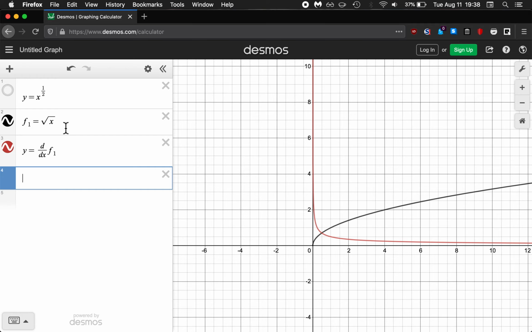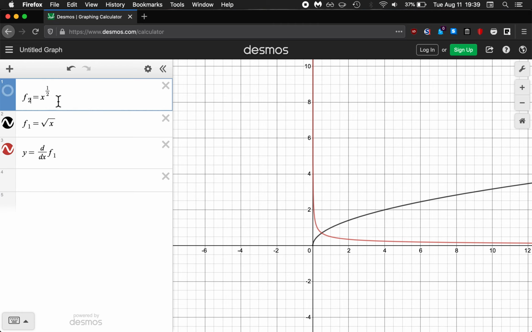I've written this as f equals the square root of x, and this is supposed to be the derivative of that, but there's no reason I can't call this one f2 and say, tell me the derivative of f2. That's exactly the same thing.